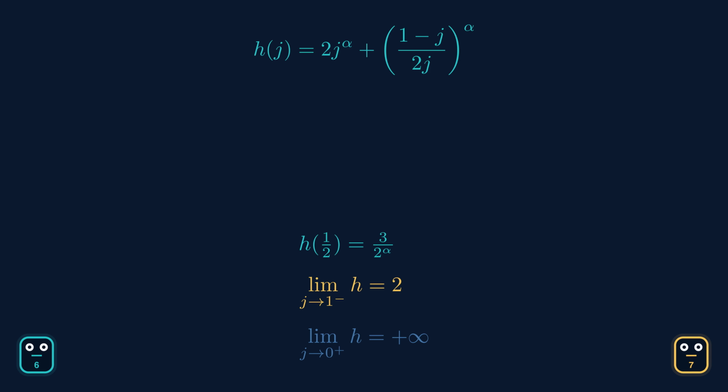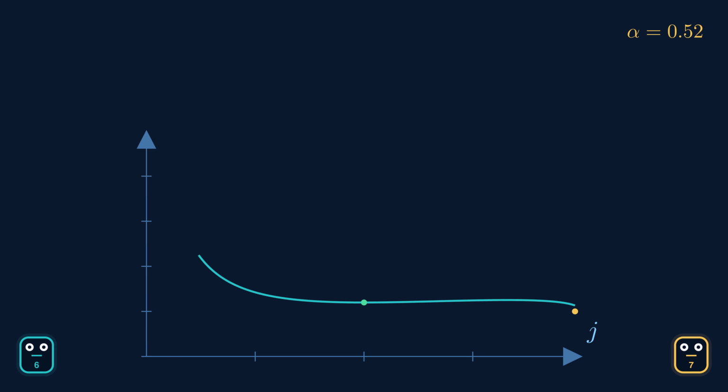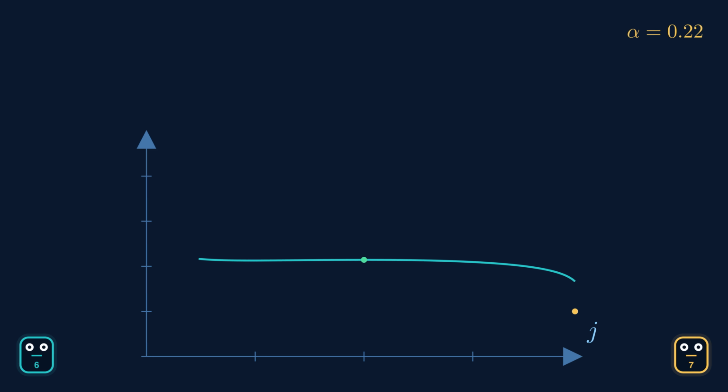That's the entire fight. Now watch it move as alpha drops. The middle valley lifts up, flips into a bump, and a new valley sneaks in from the left. Figuring out exactly where that flip happens, that's next.